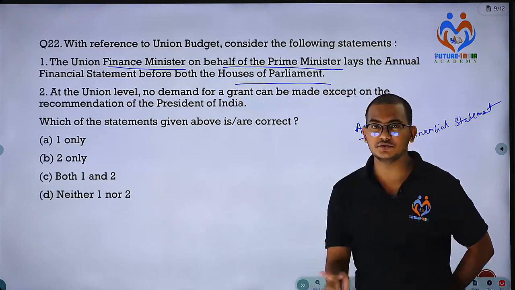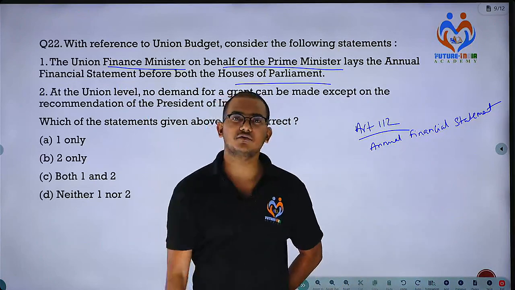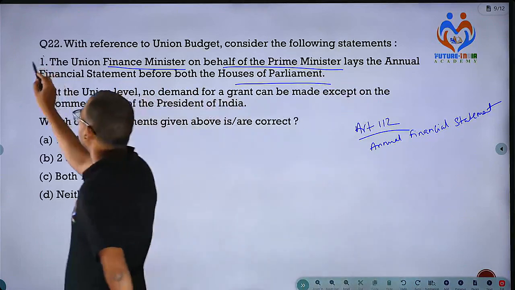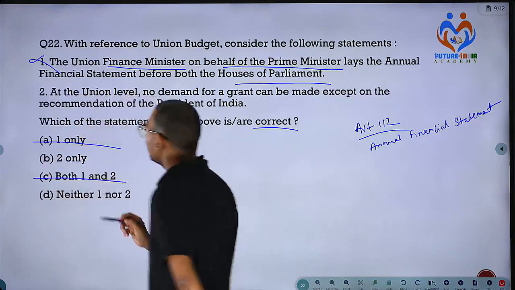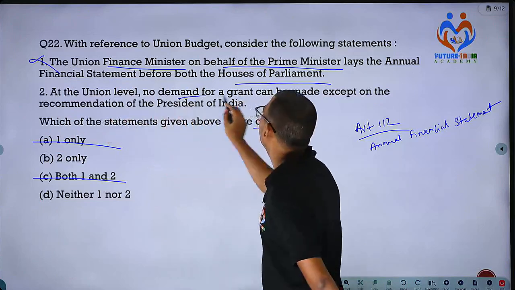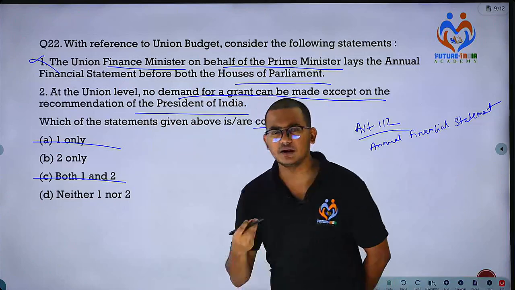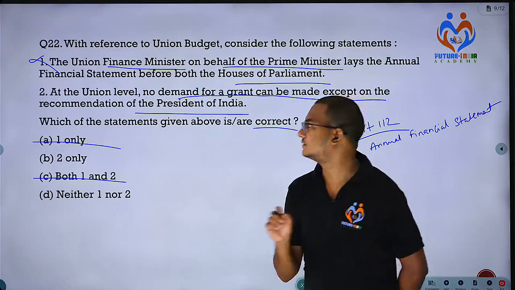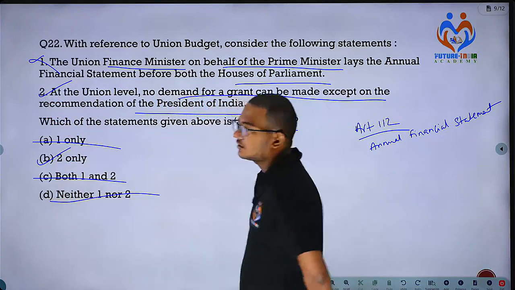I have told you so many times, the union finance minister will introduce it on behalf of the president of India, not on behalf of the prime minister. So this is wrong. So which of the following statements are correct? So both 1 and 2 gone. We have 2 more options left. Now the second one is, at the union level, no demand for grants can be made except on the recommendations of the President of India. Obviously, for demand for grants, it is a kind of money bill only. Prior recommendation of President is needed. So second one is correct. So your answer is 2 only. Neither and nor gone.